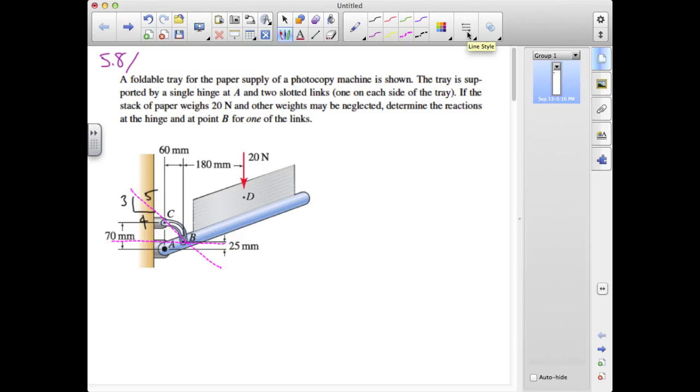So in terms of the enveloping surface, what I'm going to do here is cut through the slotted link and the pin at A, and this is going to be my enveloping surface for essentially the tray, and then my free body diagram will look like this.